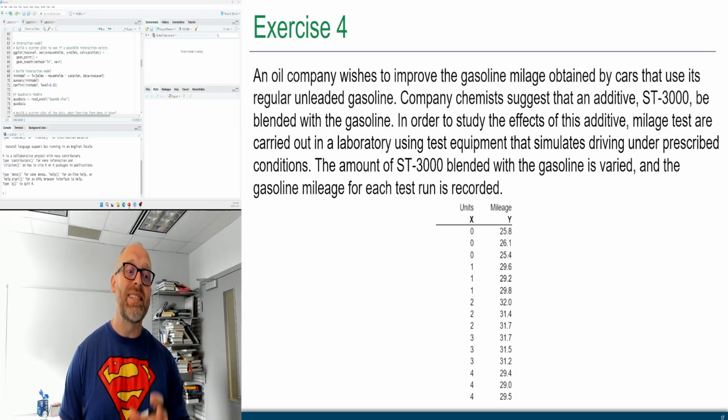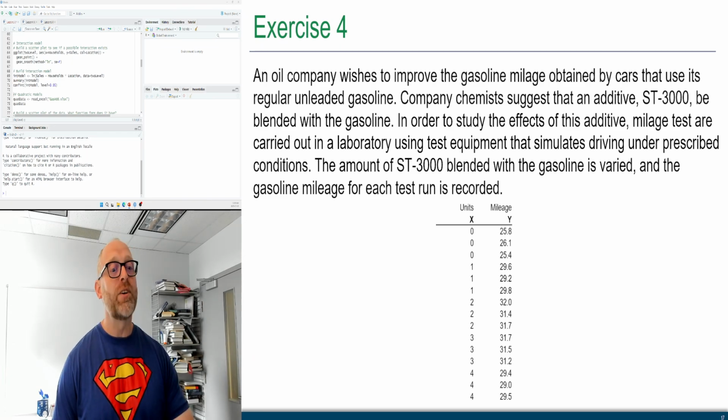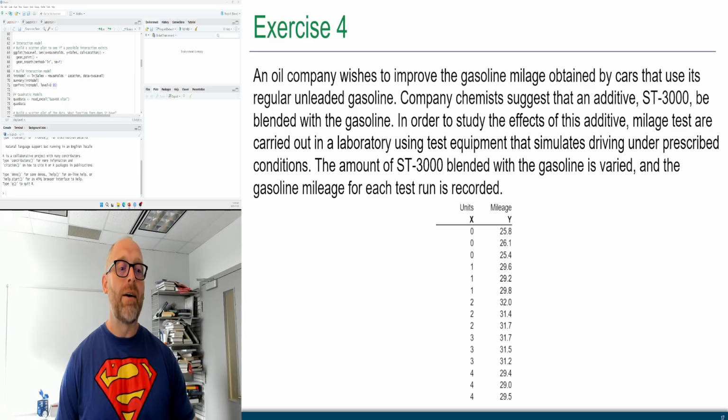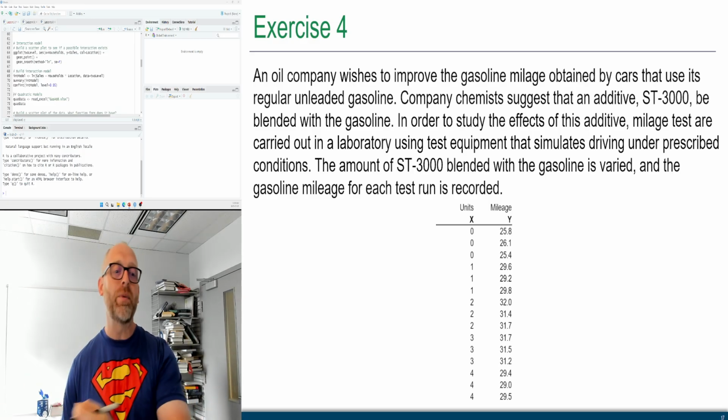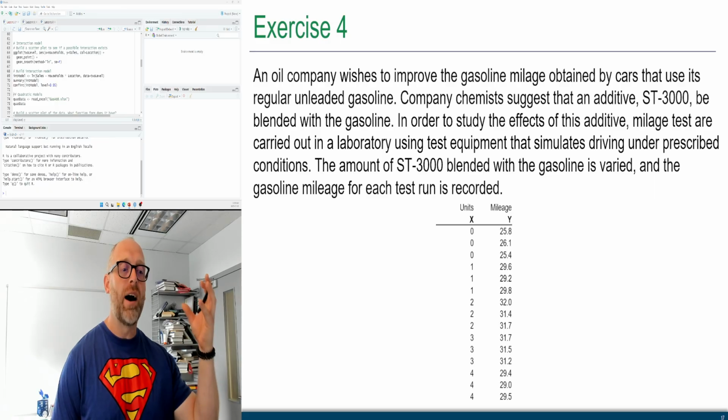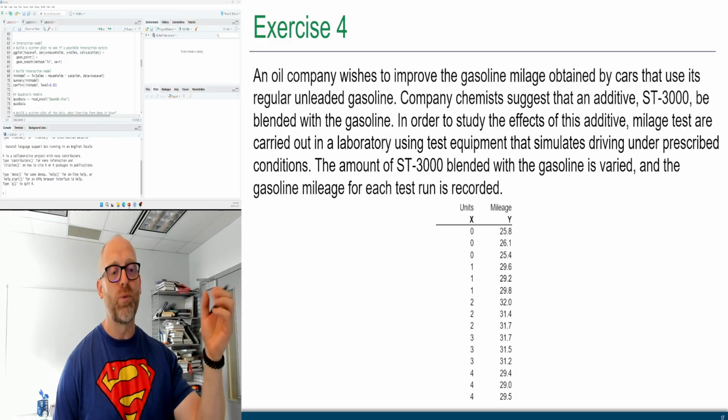Now, the amount of ST3000 blended with the gasoline is going to be varied. So how much we add in is going to be our independent variable X. And the gasoline mileage for each test run is recorded, so that's going to be our Y value, our response. We're trying to model the amount of mileage that we get based upon the amount of additive that we add in, the ST3000.